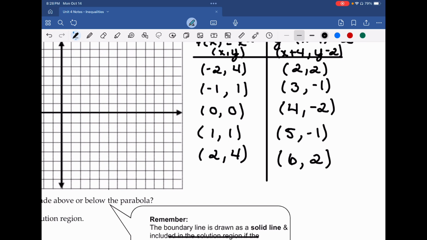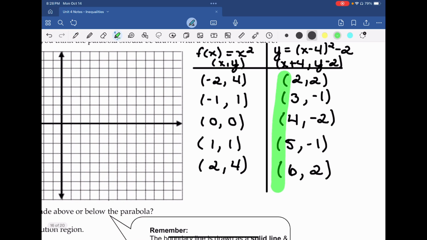So what we're going to do is plot all of these points that are on the right-hand side here. These are the ones that we want to put into the graph that is given to us on the left-hand side here. Okay, let's do that. So starting off with the first one, 2 and 2. I go to 2 and 2, I put a point. I then go to 3 and -1. 3 and -1 is right here.